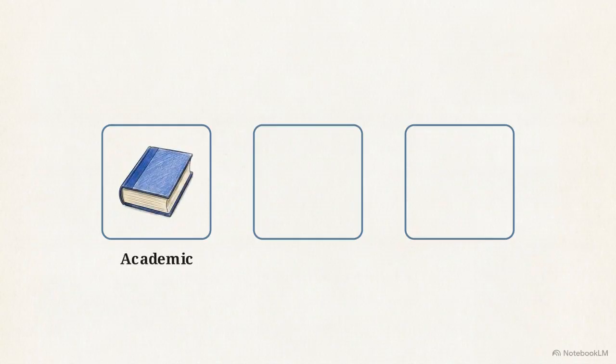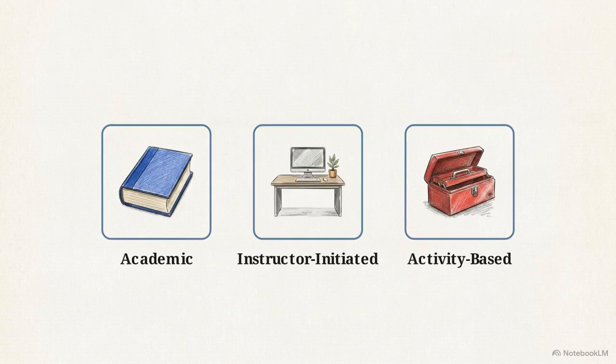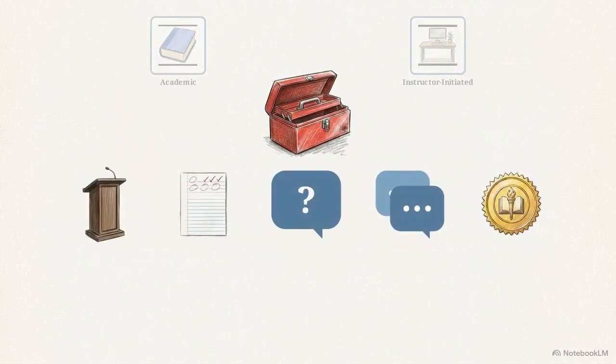We define substantive interaction through three specific traits. It is academic, instructor-initiated, and involves at least 2 of 5 approved activities. These include direct instruction, feedback on coursework, answering content questions, facilitating discussion, or an ACCJC-approved alternative.